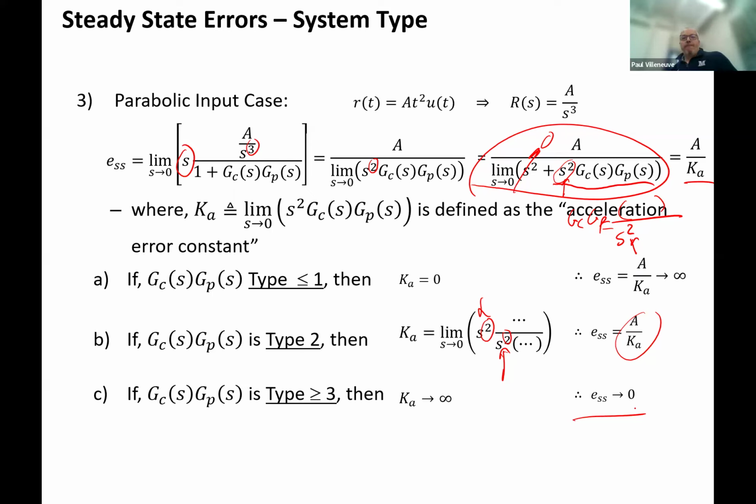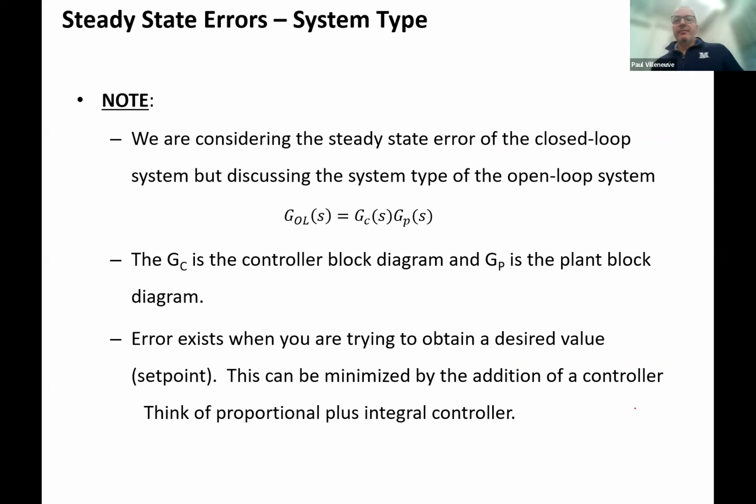All right. So this needs tons of integrators. It needs 3 separate integrators to be able to keep up with a parabolic input. So for type 3 or better, we can go ahead and do this.